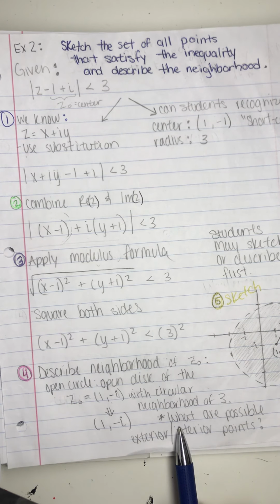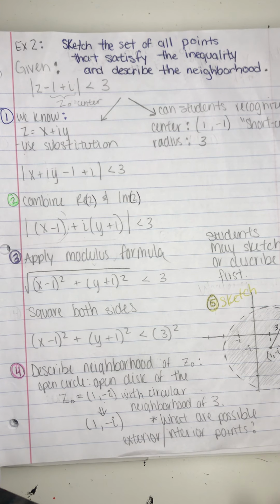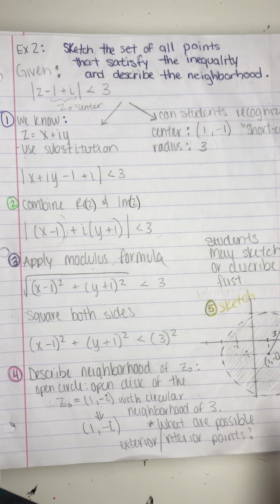And a quick question for thought would be, what are possible exterior and interior points? Hopefully you recognize that Z sub 0 is an interior point. And hopefully you can think of an exterior point, which would obviously not be in the set. And that is all.